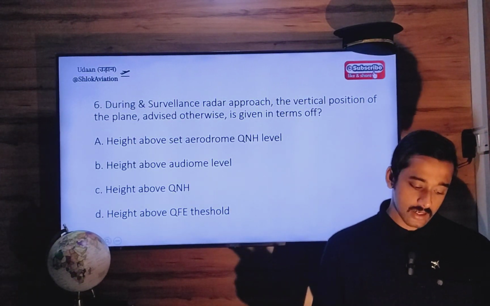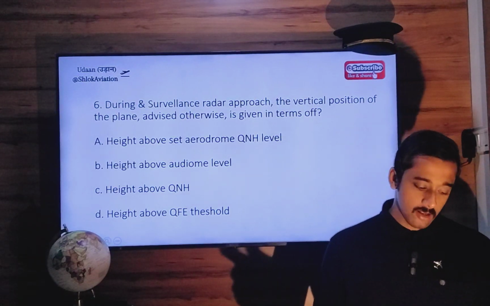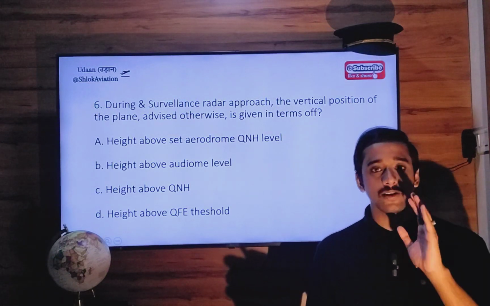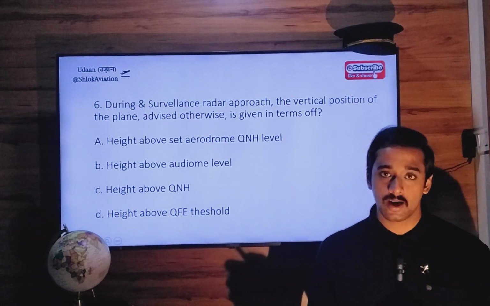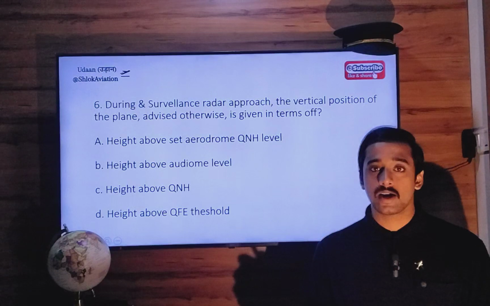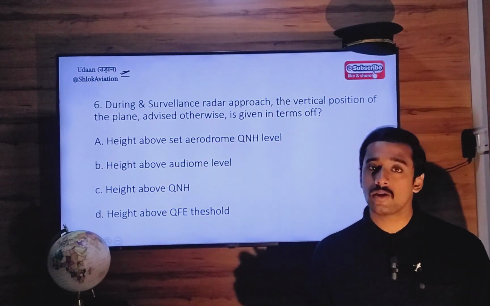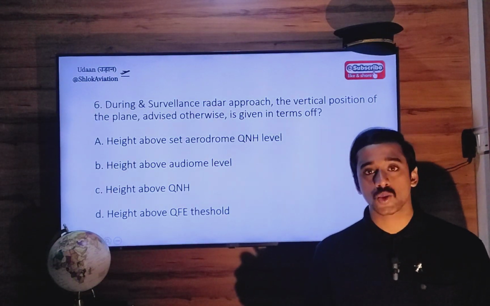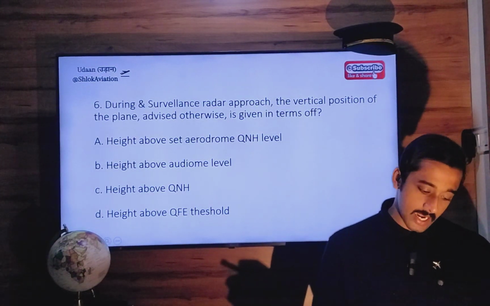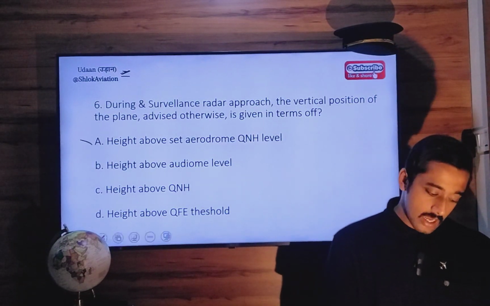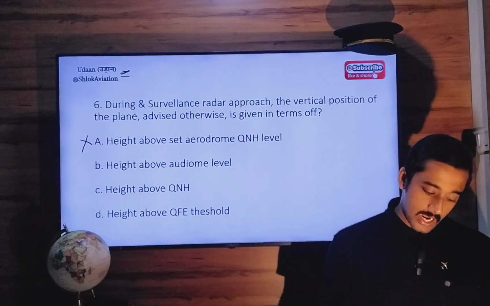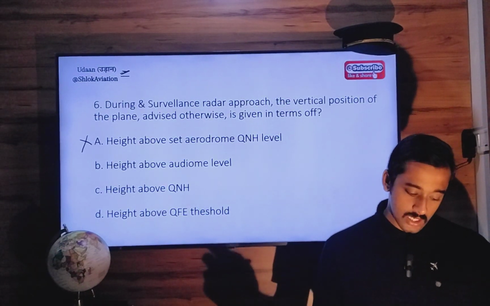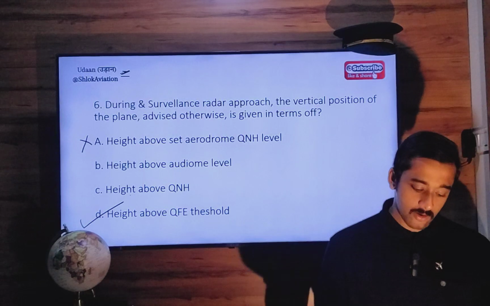During surveillance radar approach, the vertical position of the plane is given in terms of what? Very important question, in terms of surveillance radar approach as well as precision approach radar. In precision approach, the vertical distances are with respect to QFE, aerodrome level pressure, that is heights with respect to the touchdown zone of the runway. Height above aerodrome QNH is wrong. So the most correct answer will be delta, height above QFE threshold.